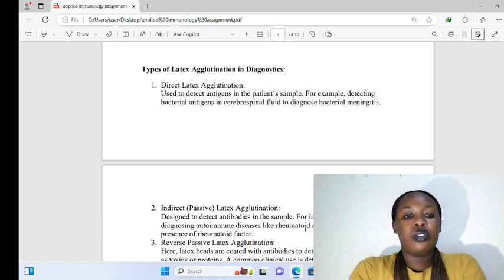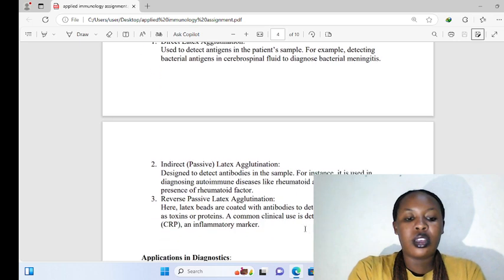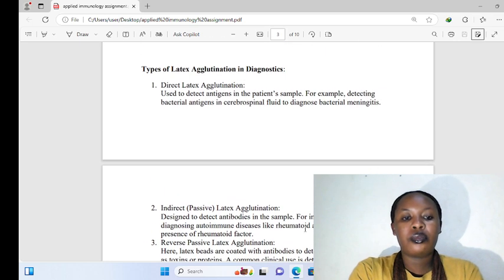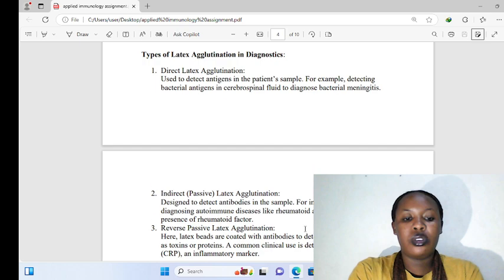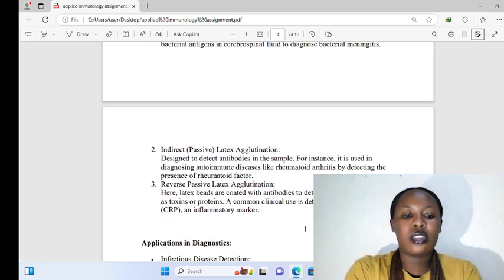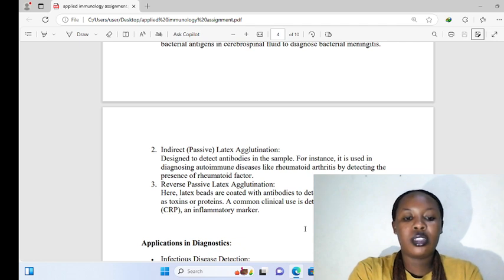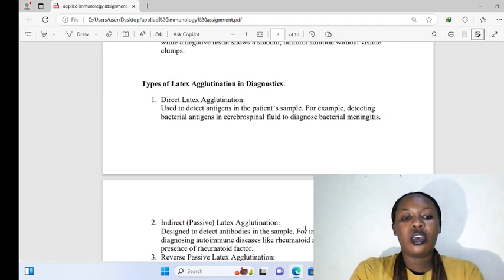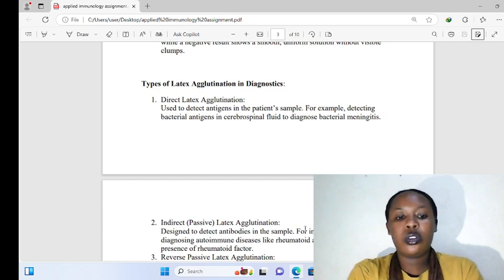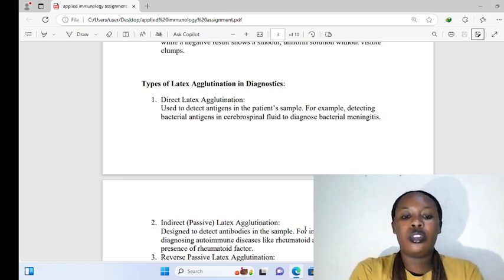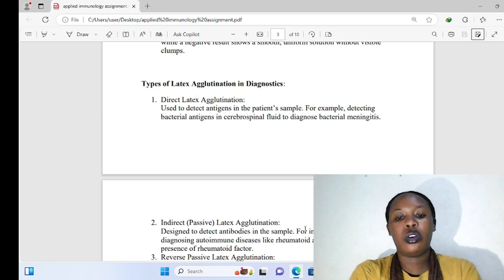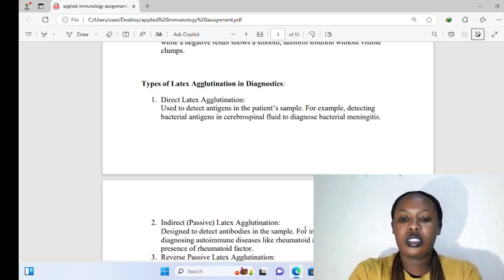This latex agglutination has three types: direct latex agglutination, indirect latex agglutination, and reverse latex agglutination. Direct latex agglutination is used to detect antigen in the patient sample. For example, detecting bacterial antigen in cerebrospinal fluid to diagnose bacterial meningitis.